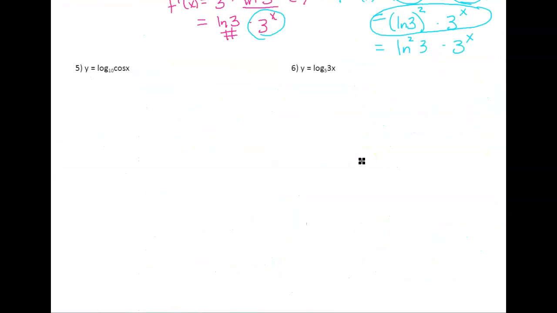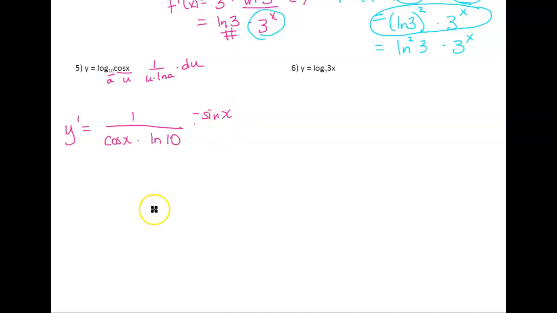All right, so let's look at number 5 and 6. And you typically don't do tangent slopes with this. You just find the derivative, okay? So I'm going to write it up here as a refresher. So 1 over u natural log of a times du. So remember, this is a and this is u. So our derivative is 1 over cosine, the natural log of a, which is 10, and then the derivative of cosine is negative sine. Now, natural log is base e, so we can't really simplify the natural log of 10.